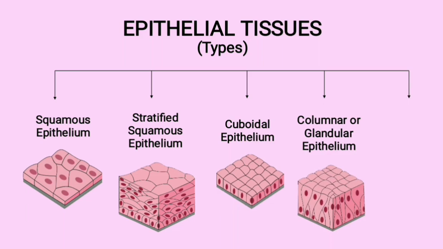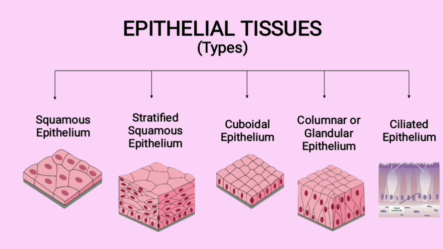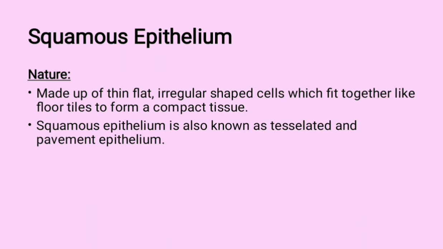And the last one is the ciliated epithelium, epithelium which has cilia present on it. So these are the five types of epithelial tissue. You have to memorize the names of each of them: squamous epithelium, stratified squamous epithelium, cuboidal epithelium, columnar and ciliated. When we discuss each and every one of them in detail, you will be able to understand what it is and what the functions of each type of epithelial tissue are. So let's first discuss the squamous epithelium.